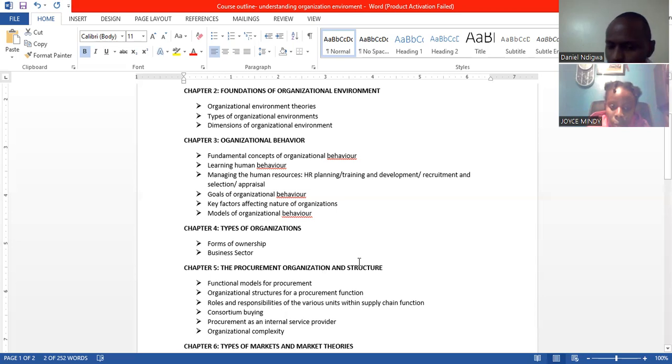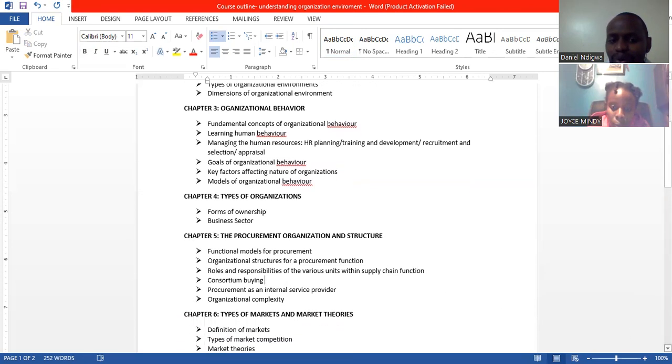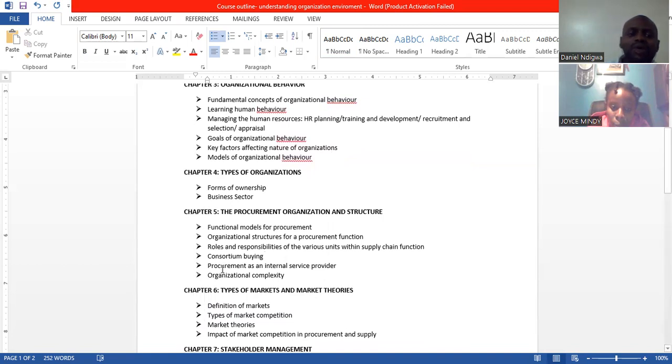Then chapter five, we will also be talking about the procurement organization and structure. Remember, procurement is very critical. And people normally confuse procurement with supply chain management. Procurement is just a small component of supply chain management. But procurement is what people relate with supply chain management most of the time.